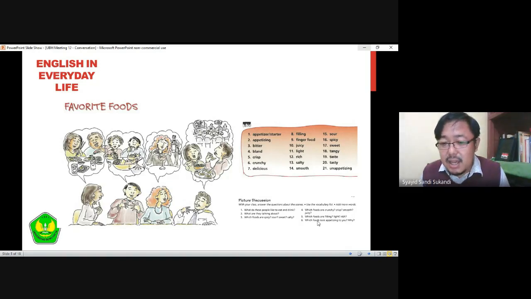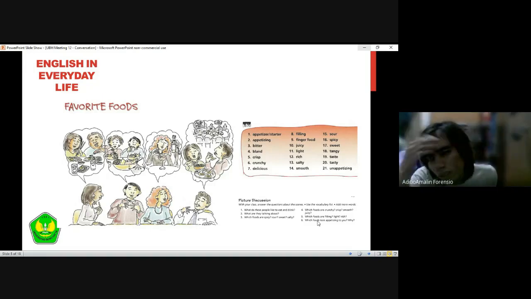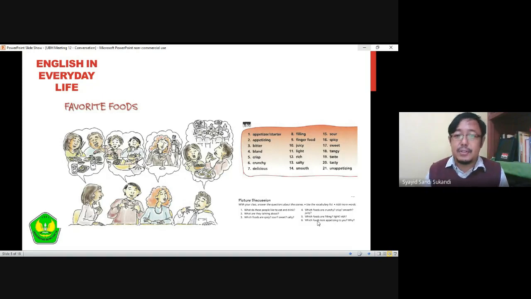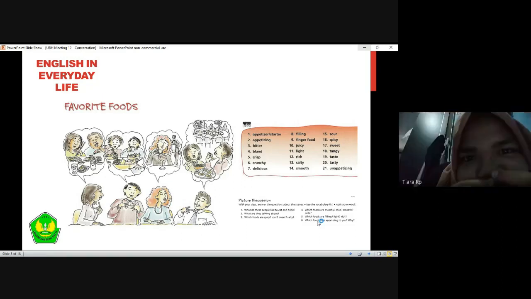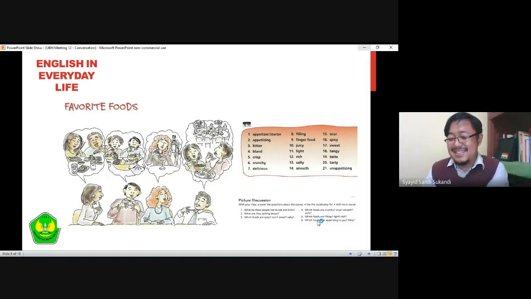And then juicy. Which foods are juicy? Juicy. Must be a fruit. Of course, a fruit. All fruit, yeah. Apple juice, avocado juice, mango juice. Actually, you know, every time I go traveling around Padang or West Sumatra, I never taste durian juice. Oh, I never had that durian juice. I just see durian ice cream. That's a bad idea. I never see durian juice.